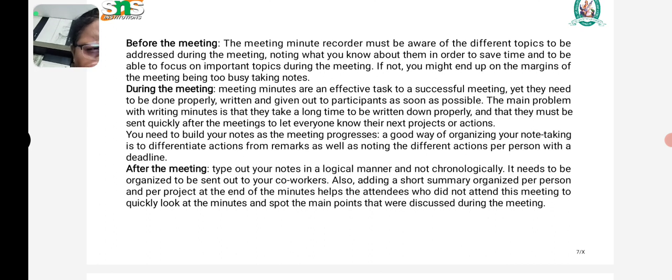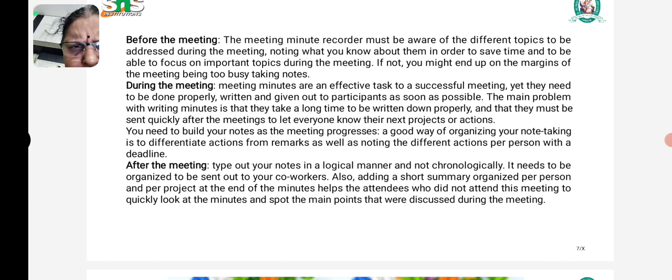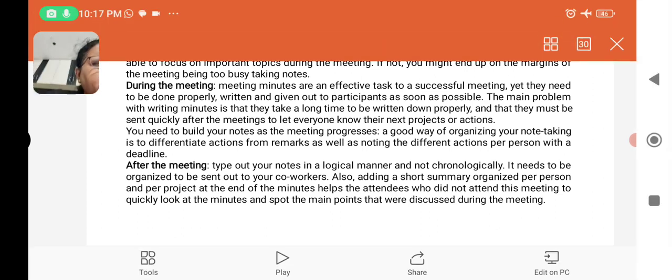Also, adding a short summary organized per person and per project at the end of the minutes helps attendees who did not attend the meeting to quickly look through the minutes and spot the important points that were discussed during the meeting. So agenda and minutes are two important things needed for any type of business meeting.